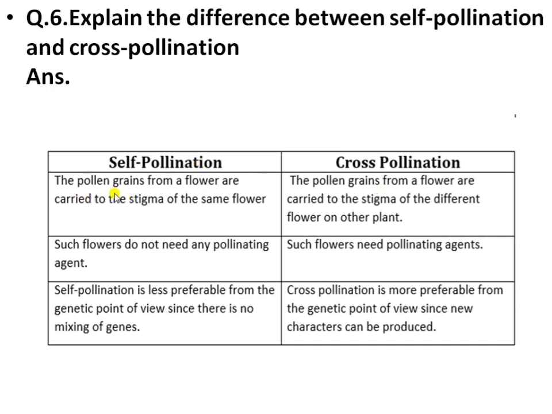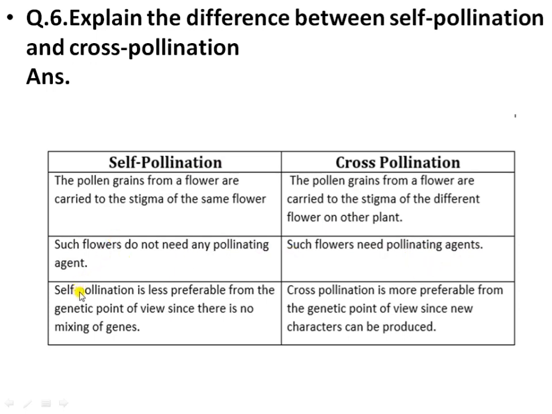Okay, in self-pollination, pollen grains from a flower are carried to the stigma of the same flower, but in cross-pollination, pollen grains land on the stigma of a different flower. Next, in self-pollination, such flowers do not need any pollinating agent like insects and wind, but in cross-pollination, the flowers need pollinating agents like butterflies, several insects, and wind.